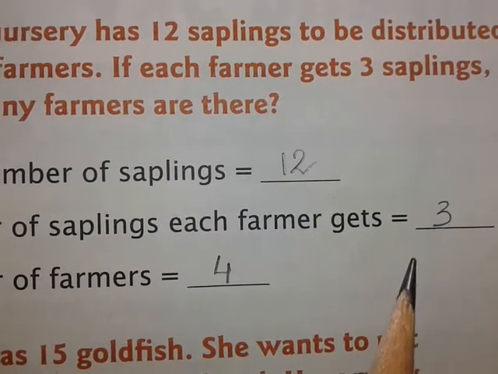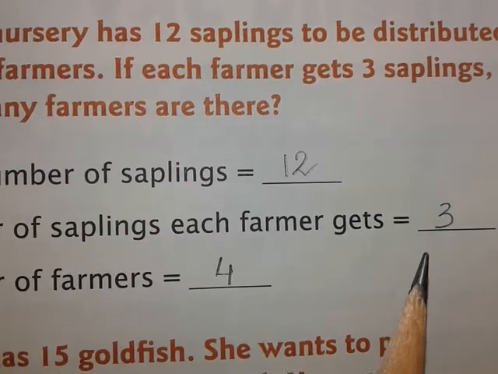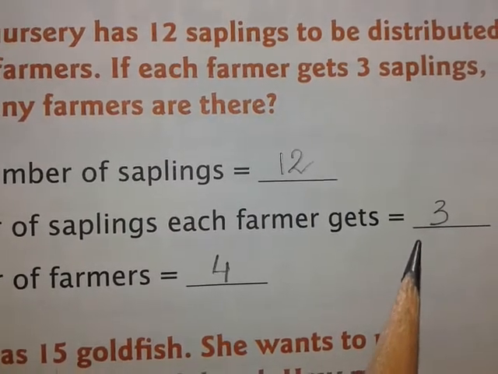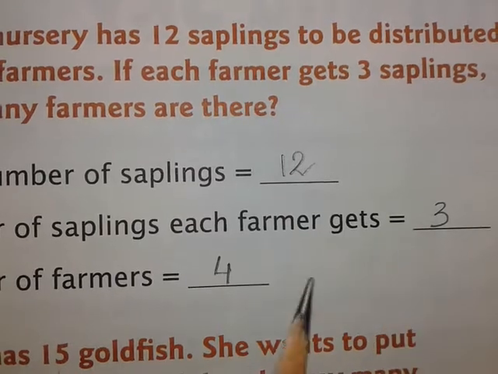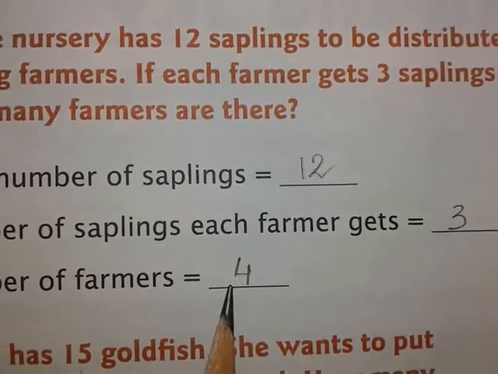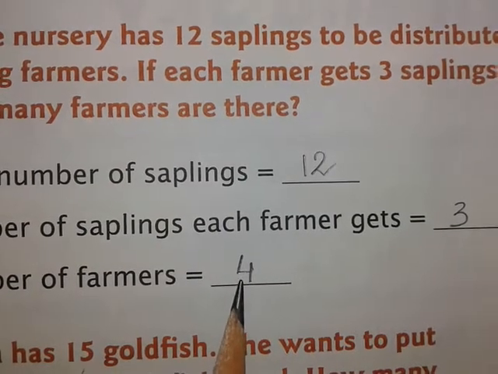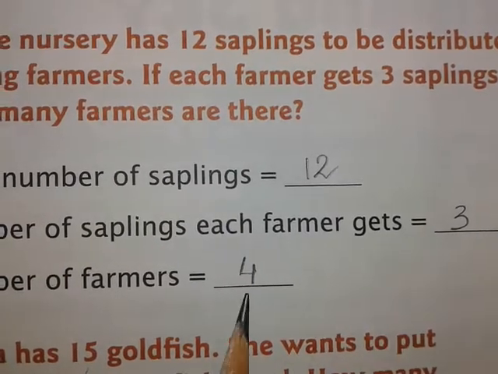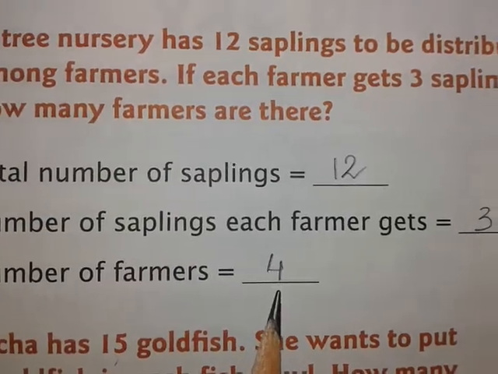3 ones are 3, 3 twos are 6, 3 threes are 9, 3 fours are 12. So here it is 3 fours are 12. We wrote here 4. That is the number of farmers we got. This is the answer. 3 fours are 12. Try to do it in this way now.